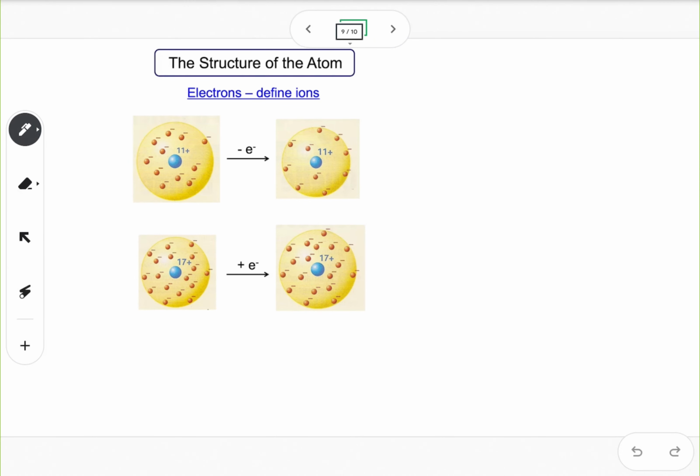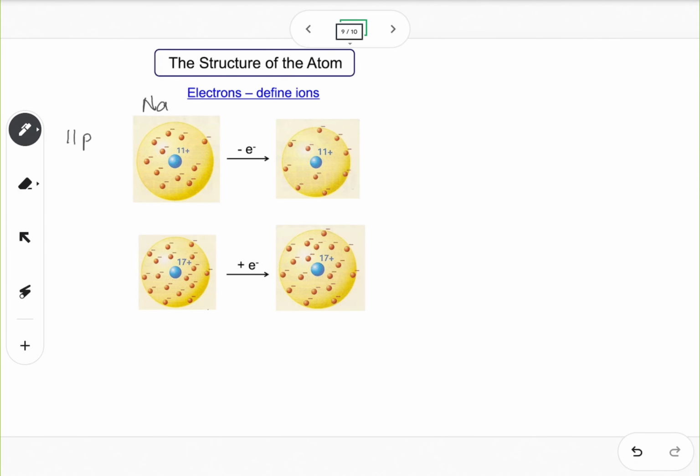Now, electrons. What do we do with electrons? Electrons can be used to define ions. Let's use this example first. This example shows you one atom losing 1 electron. What will happen? If you take a closer look at this atom here, 11 plus tells you that the nucleus has 11 protons. Based on what you can find on the periodic table, this would be sodium.